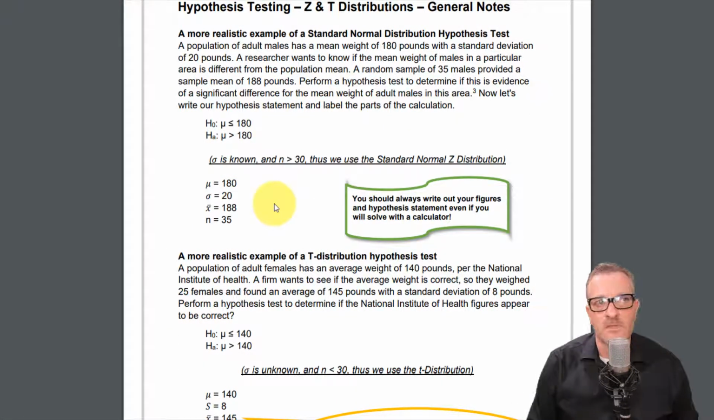Okay, so it says a more realistic example of a standard normal distribution hypothesis test. A population of adult males has a mean weight of 180 pounds with a standard deviation of 20 pounds. A researcher wants to know if the mean weight of males in a particular area is different from the population mean. So that's kind of what we're testing for. We're testing to see if something is different than what we thought it was.